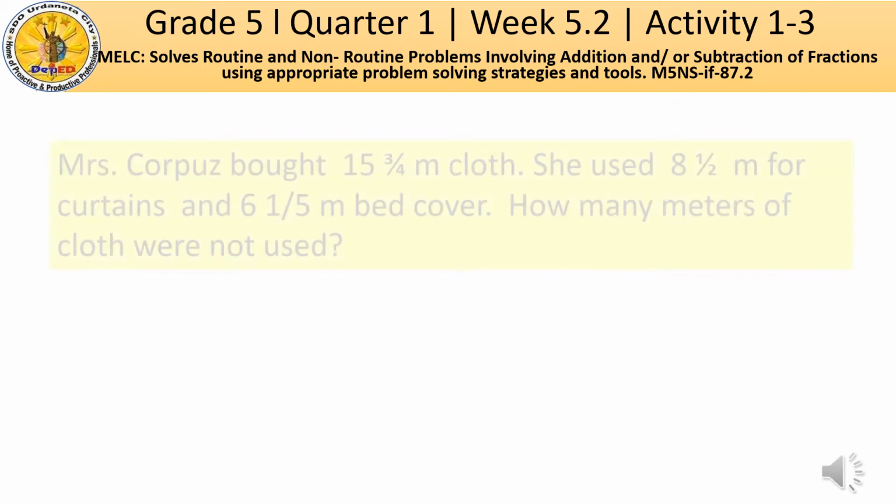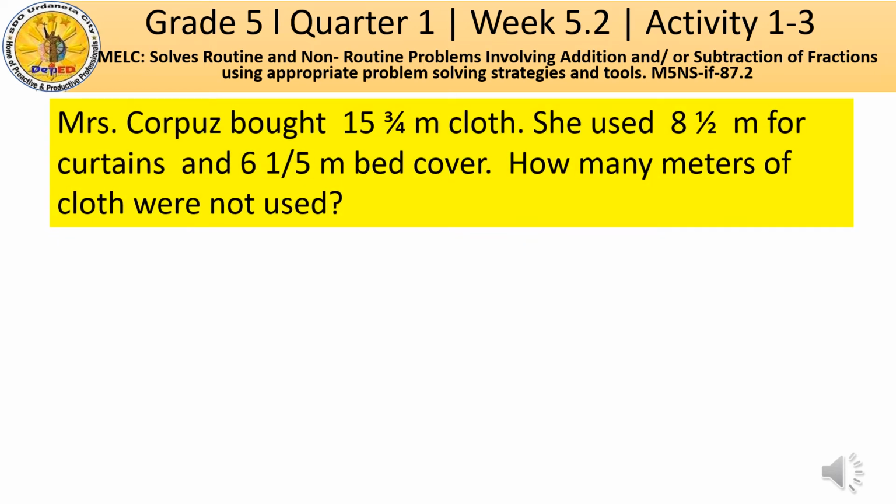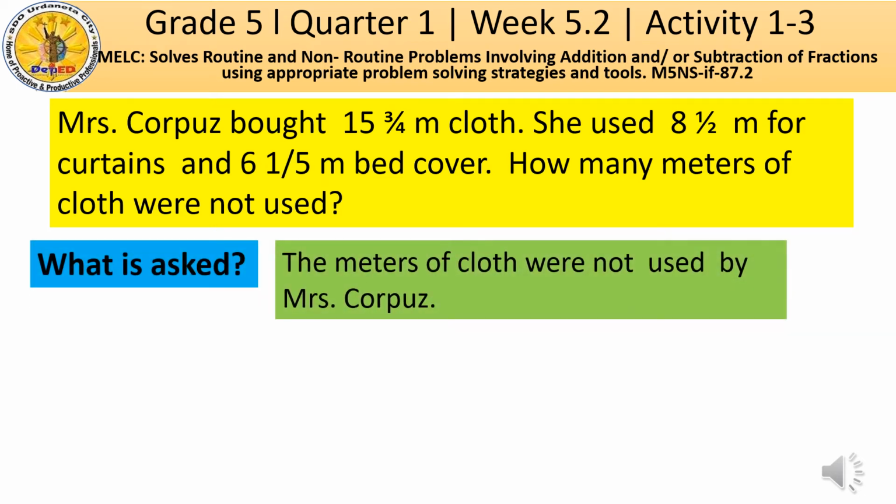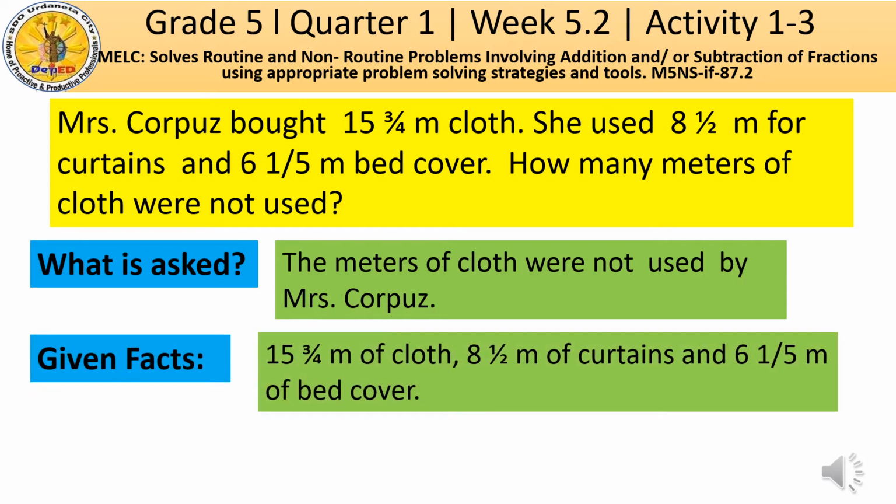Another problem. Mrs. Corpus bought 15 and 3/4 meters of cloth. She used 8 and 1/2 meters for curtains and 6 and 1/5 meters for bed cover. How many meters of cloth were not used? What is asked? The meters of cloth not used by Mrs. Corpus. Given facts: 15 and 3/4 meters of cloth, 8 and 1/2 meters for curtains, and 6 and 1/5 meters for bed cover. Plan. Operations to be used: addition and subtraction.